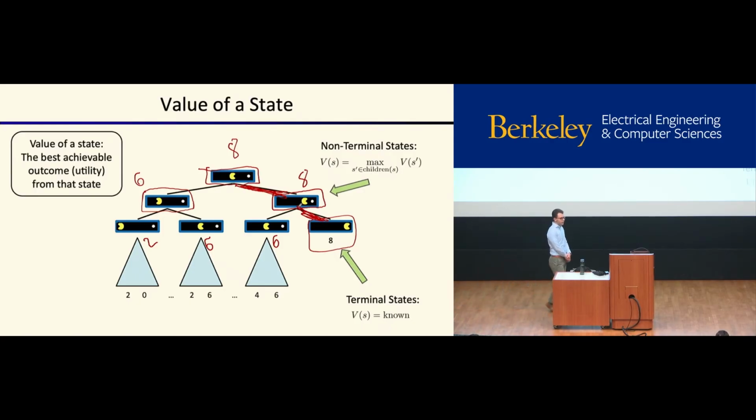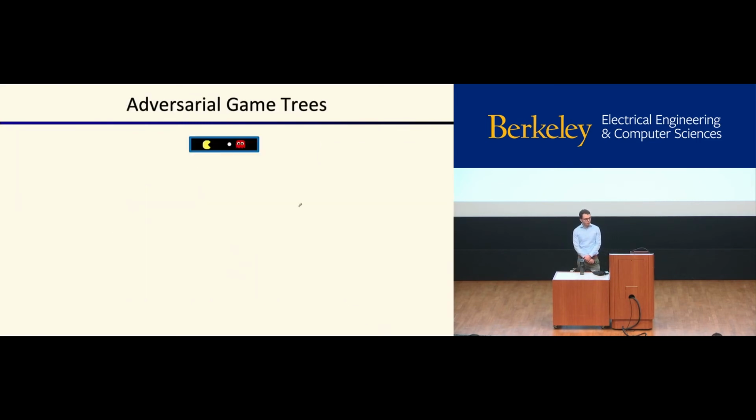And how do things change when we add player 2? So now we have an adversarial game tree. The first state has a Pac-Man in it, and it has a ghost in it. And these are 2 different agents. They're both going to be making decisions. Pac-Man's trying to maximize Pac-Man's utility, and the ghost is trying to minimize Pac-Man's utility. So what does that look like?